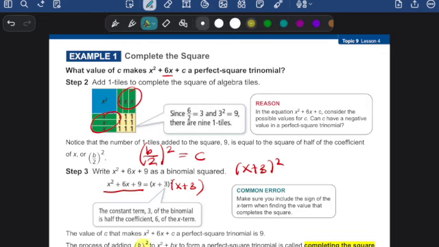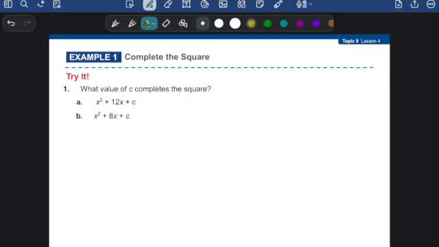Take the linear term, cut it in half. That's all you're doing: you're splitting it into the two diagonal boxes of your area model, and then you square it to complete the square, or to get the lower right square of your area model, the constant. So first, let's just think, what is the value of c to complete this perfect square trinomial?